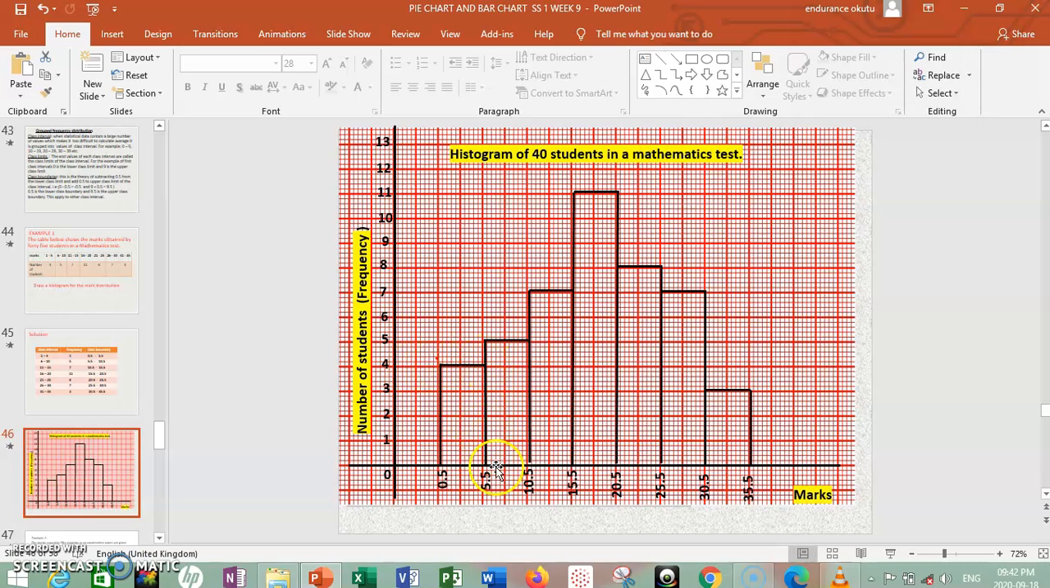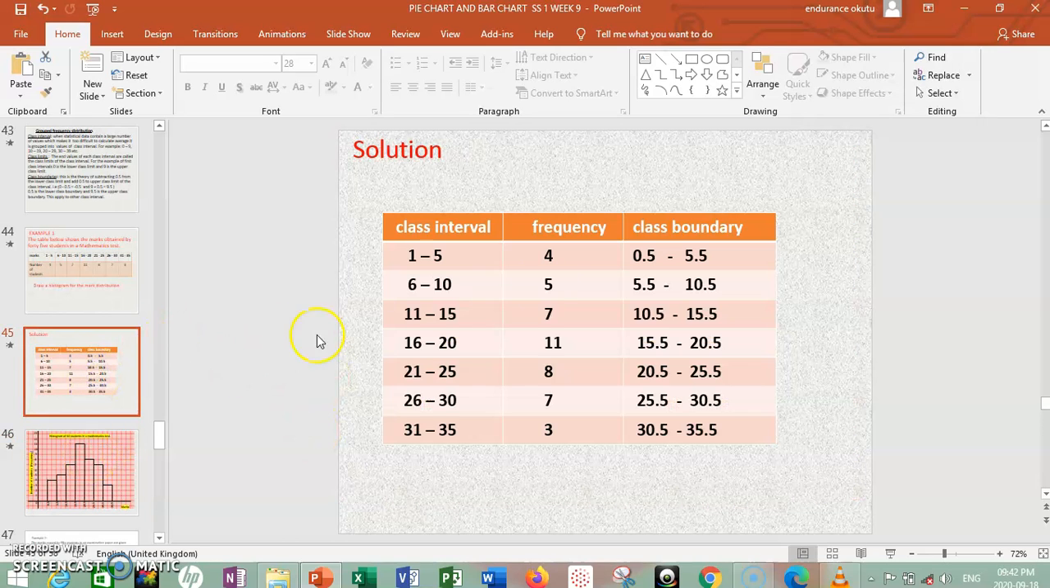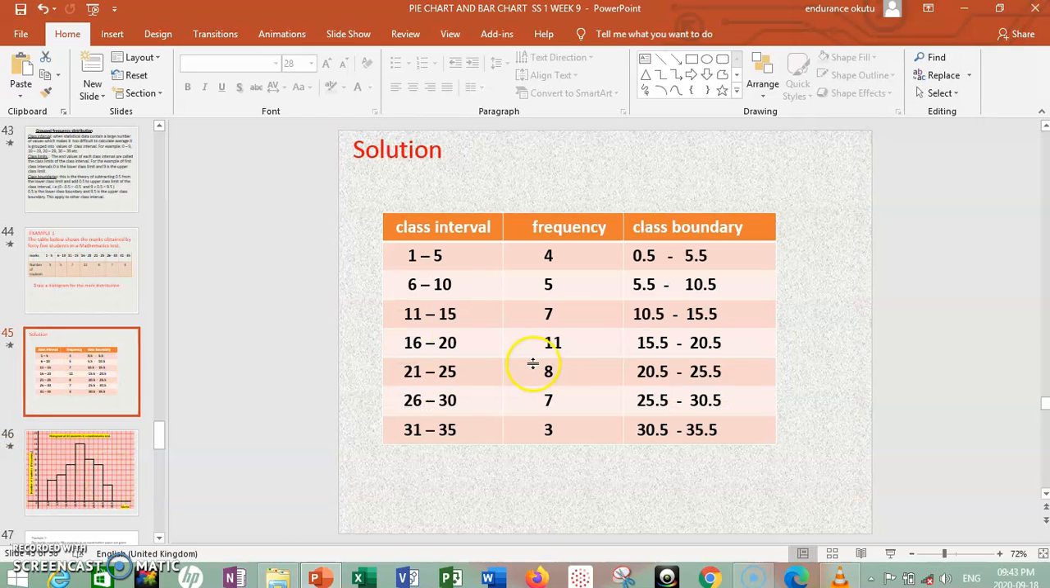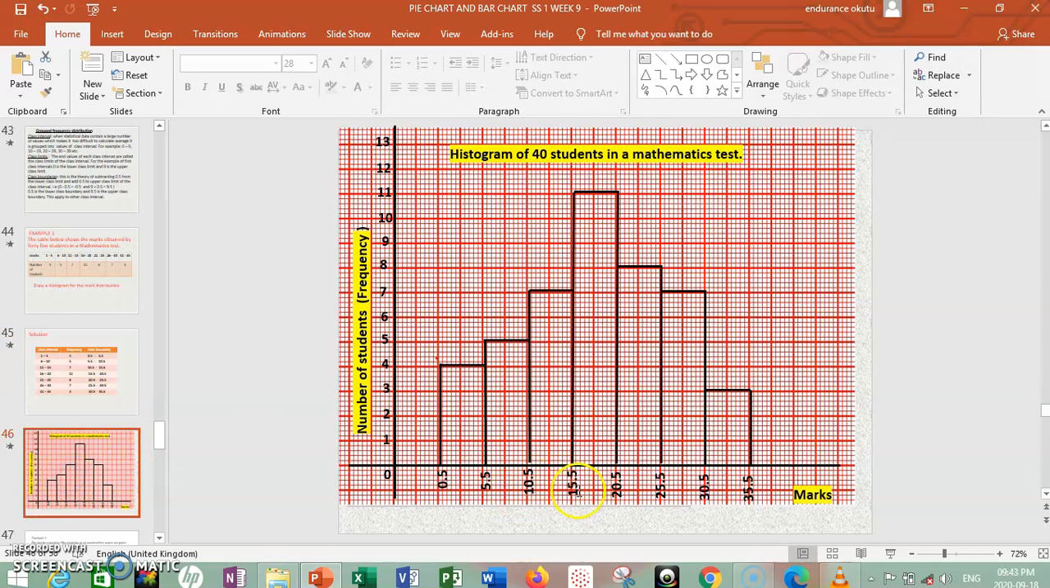The second one, from 5.5 to 10.5, is 5. The next one, 10.5 to 15.5, is 7. Students, I hope you are following. That is what we do for all of them. Now this is the histogram. Alright, now we look at another question.